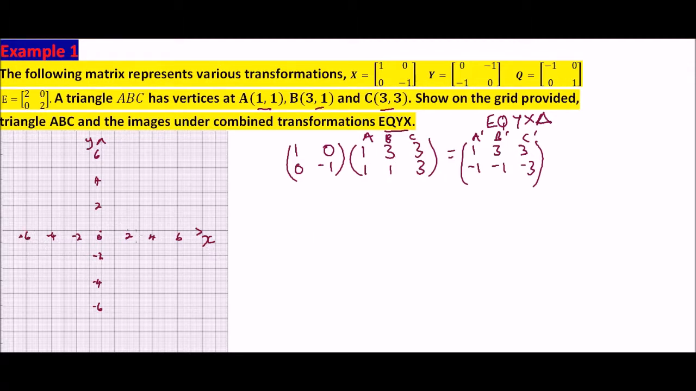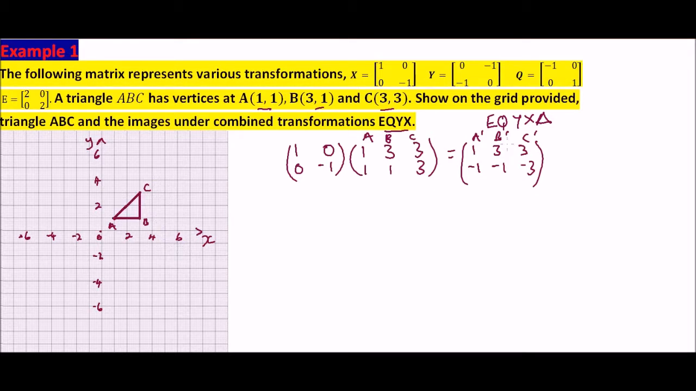Our triangle is (1, 1). So (1, 1) is there. Our A. Our B is (3, 1). So that is our B. Then our C is at (3, 3). So that's our C. That is not the position of C. Our C is at (3, 3). So that's where we have our C. So let's join these points to come up with triangle ABC.